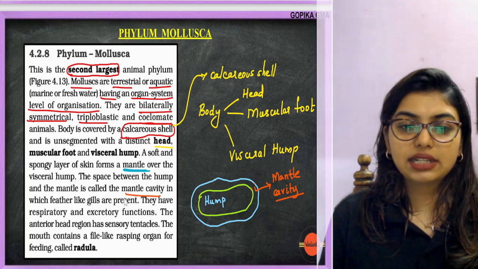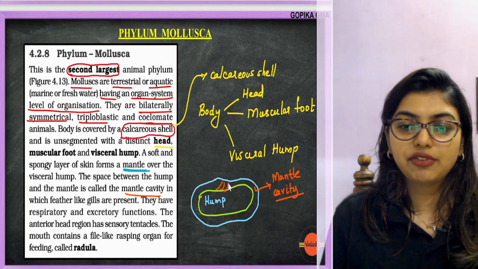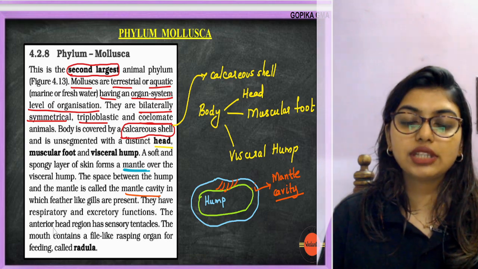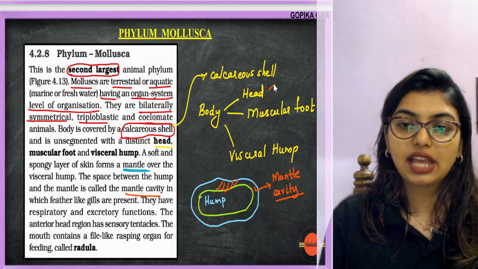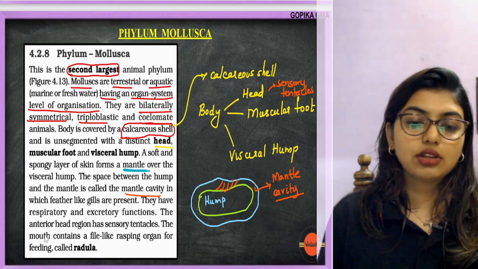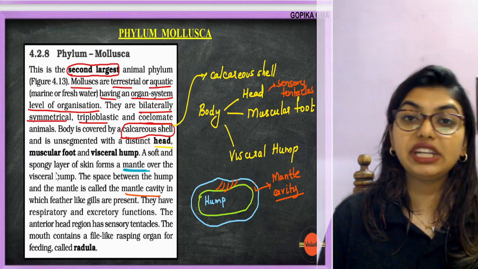Same way, the mantle cavity is where the feather-like gills are present, and they have respiratory and excretory function. The anterior head region has sensory tentacles. So on the head we have sensory tentacles.